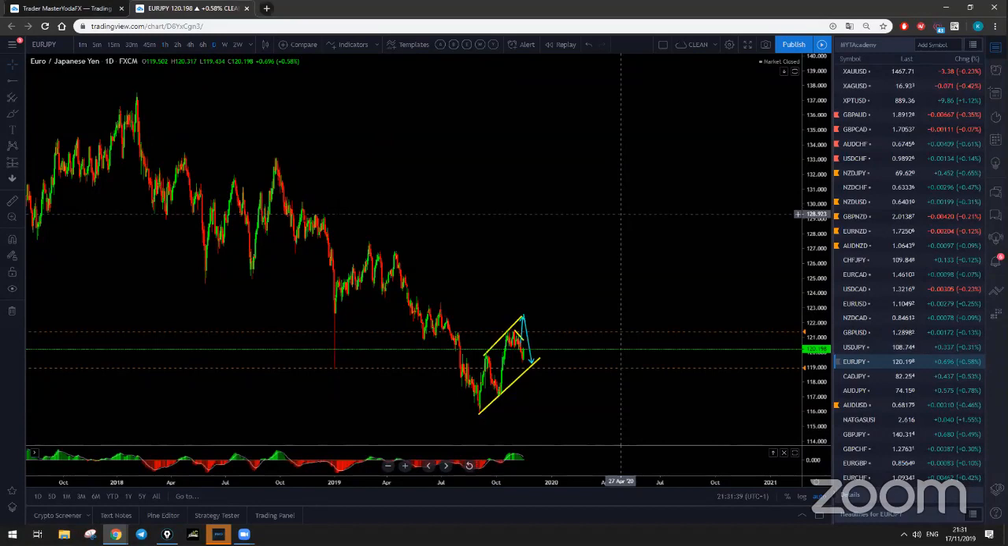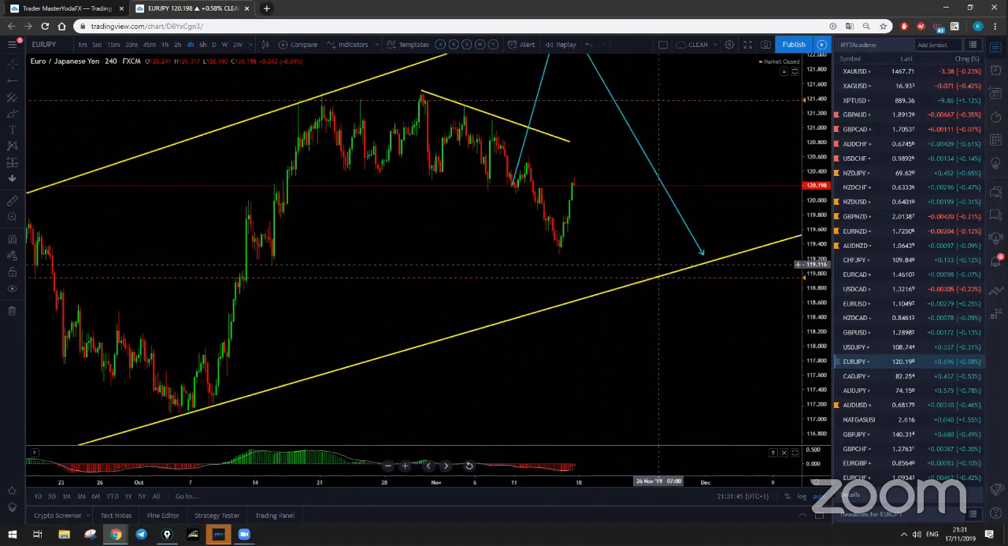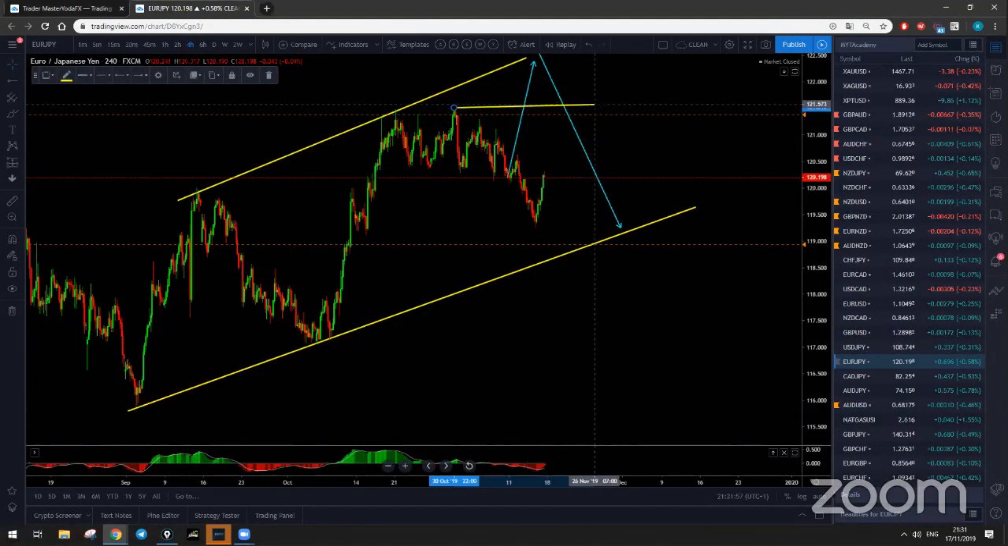Euro slightly pushing to the downside. It will continue pushing lower, but without making a new higher high, it probably will not go lower. It can make a new lower low and then continue to the upside. Okay, so let me draw what I do anticipate.